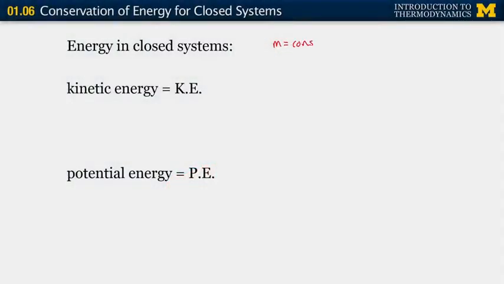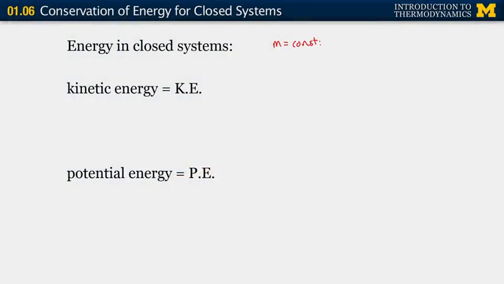Energy in closed systems. So first of all, I want to look at what are the different forms of energy, and I want to only consider a closed system, so one where the mass is fixed. So let's start there. Okay, so what do we know? It's a fixed system, so the mass is a constant.